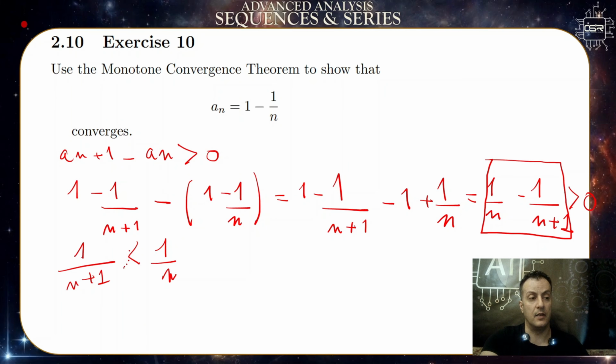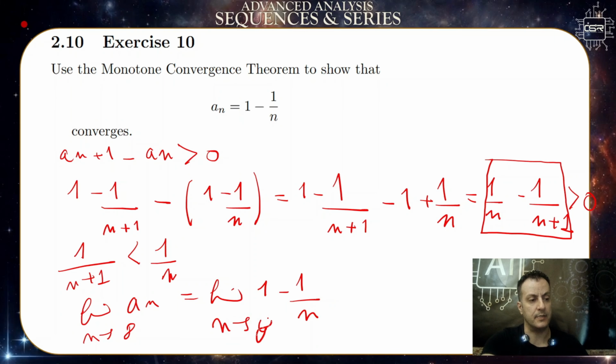As for the limit, let's find the limit to check whether it's bounded or not. That's why we are looking for the limit. The limit of a(n) as n approaches infinity is equal to the limit of 1 minus 1 over n as n approaches infinity. This part cancels out, becomes 0, so the limit becomes 1. Given the fact that this sequence is bounded, and also given that it is monotonically increasing, it converges.